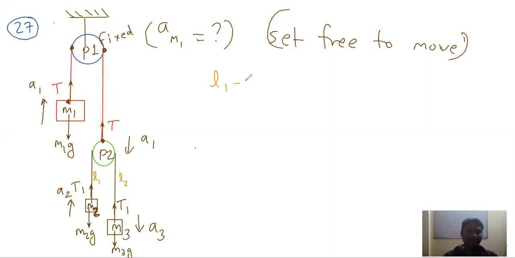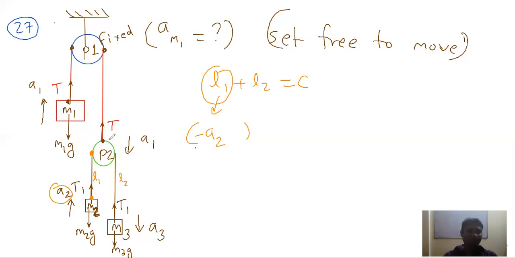So again, I can say L1 plus L2 is constant for this brown colored string. Now, if I consider the points one by one, for L1 these are the 2 points. So mass M2 here is moving in upward direction with acceleration A2, and it leads to a decrease in length of L1. Because there is a decrease in length of L1, we can say minus A2.